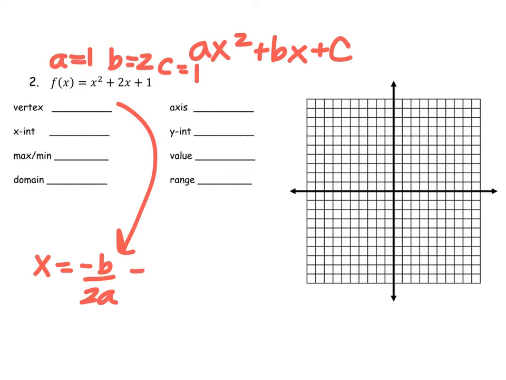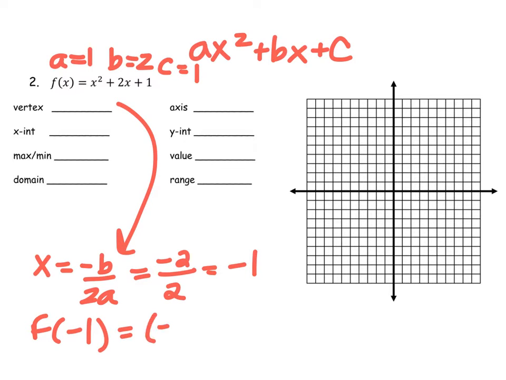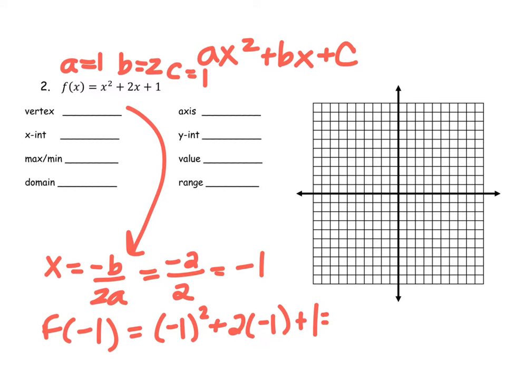So to find the vertex, to find the x-coordinate, we use this formula, negative b over 2a, opposite of b divided by twice a. So for this, opposite of b is negative 2, and twice a is 2. So the x-coordinate of the vertex is negative 1. To find the y-coordinate, we're going to plug in negative 1 for x to give us negative 1 squared plus 2 times negative 1 plus 1, which actually ends up giving us 0. So the vertex is negative 1, comma 0.